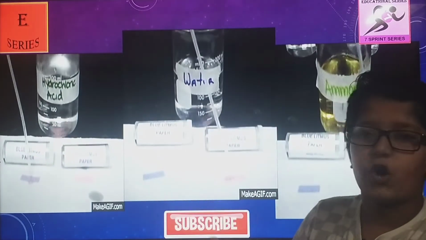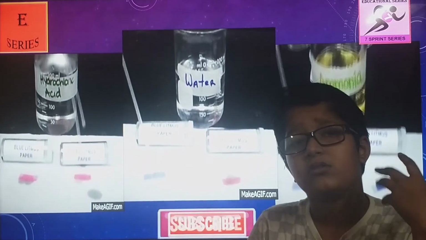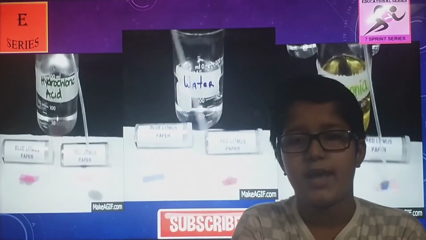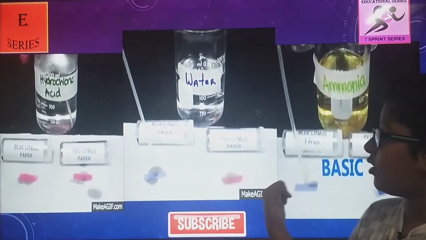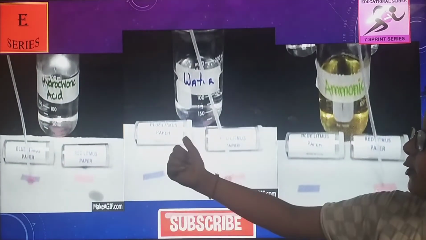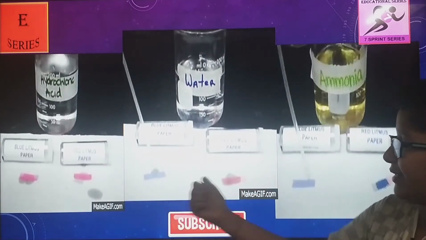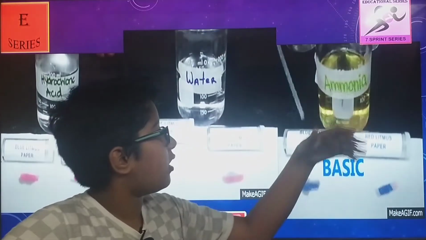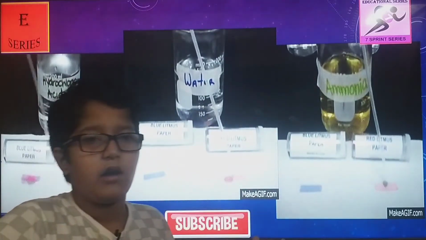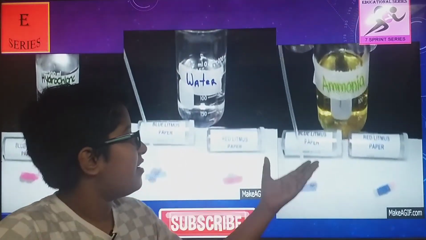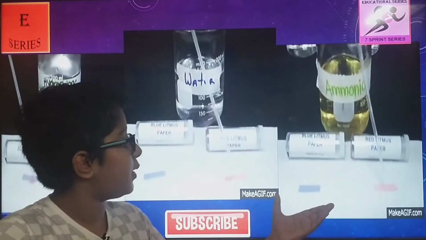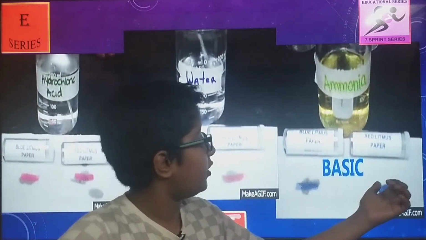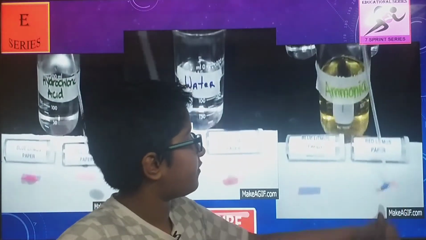Now water is neither acidic nor basic, it's neutral, so it does not change the color of either red litmus paper or blue litmus paper. You can see here no color change. Now a base, ammonia. If you put it on blue litmus paper, no color change because it is a base. While if you put it on red litmus paper, it will turn blue.